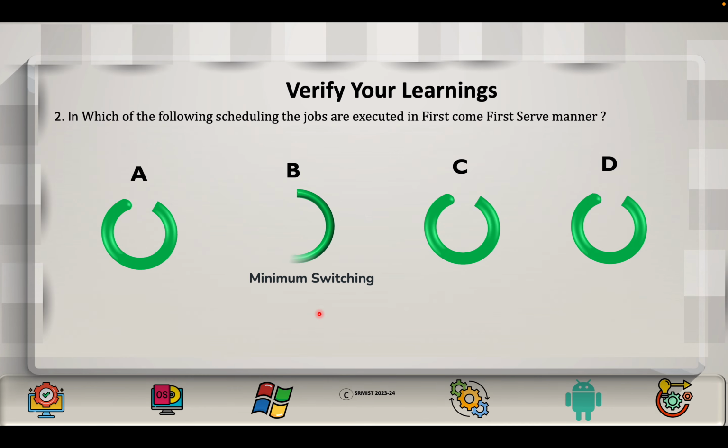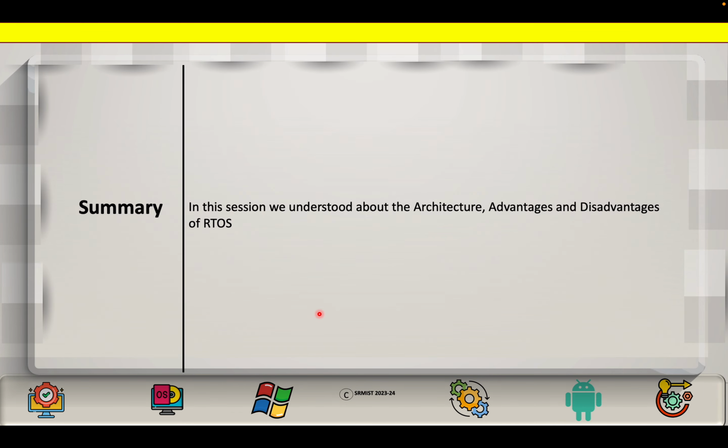B, minimum switching. So in this session we understood the architecture, advantages and disadvantages of real-time operating systems.